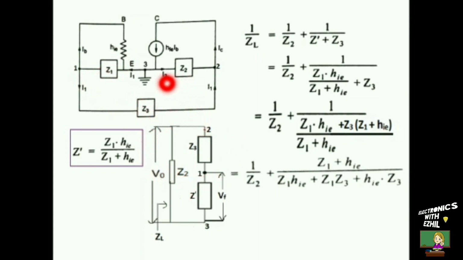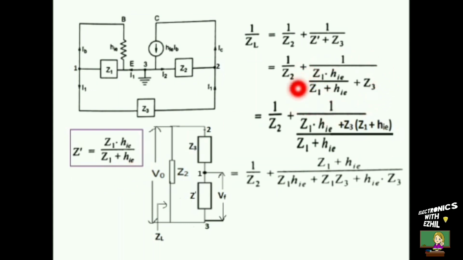This is represented in this diagram. Here, Z2 is connected between terminals 2 and 3, Z3 is connected between terminals 1 and 2, and Z' is connected between terminals 1 and 3. We can see the impedances Z3 and Z' are connected in series, which is Z3 plus Z', and this series combination is connected in parallel with Z2. By looking from this side we write 1 by ZL is equal to 1 by Z2 plus 1 by Z' plus Z3. Now we will replace Z' by Z1 hie divided by Z1 plus hie.